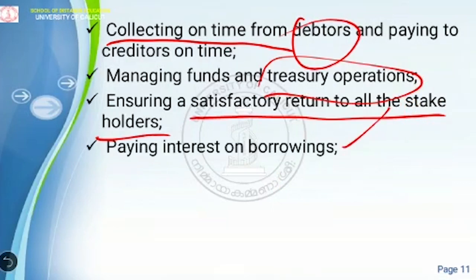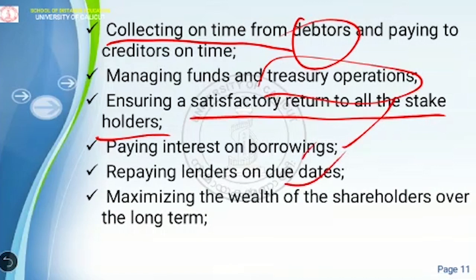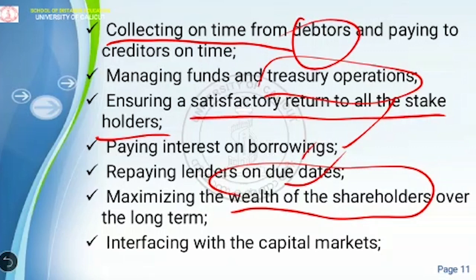Paying interest to borrowers, repaying lenders by the due date. So these are the stakeholders of the organization. Then only we can create goodwill and good relations with this team. Then maximizing wealth of the shareholders over the long term. If shareholders' wealth is maximized, the business can invest in more and more projects. Then that will create employment opportunities, that will create a better atmosphere in the organization. So that is necessary. Interfacing with capital investment.